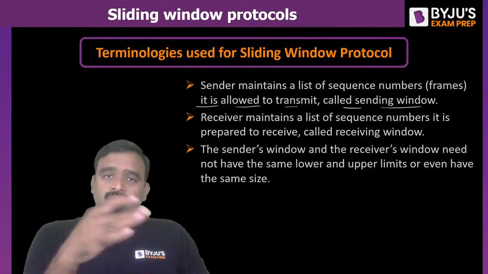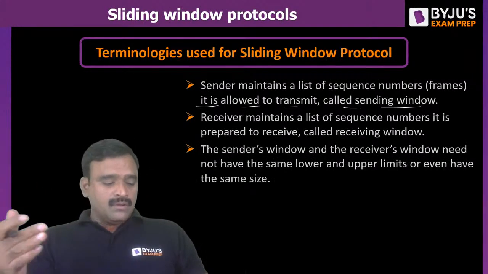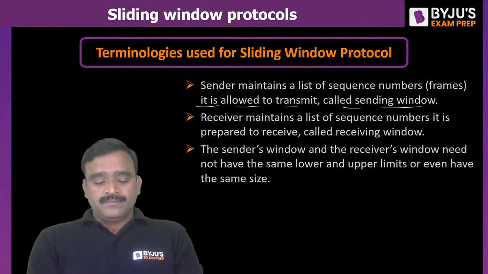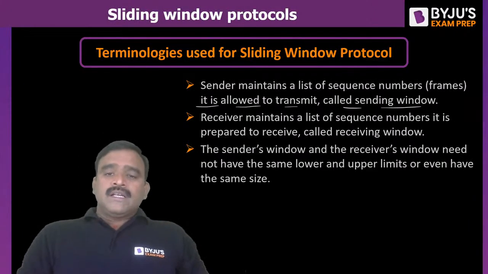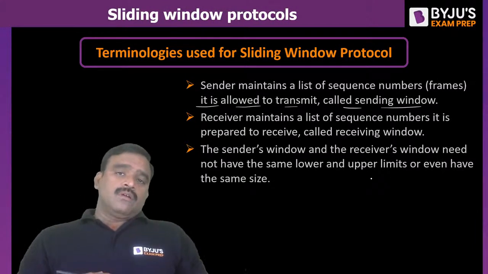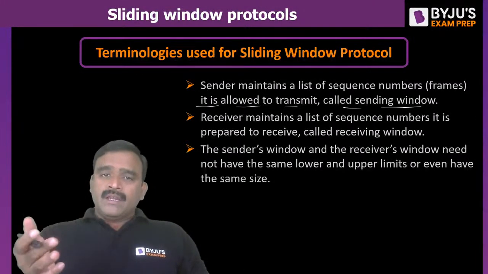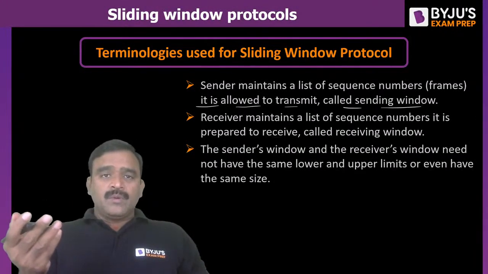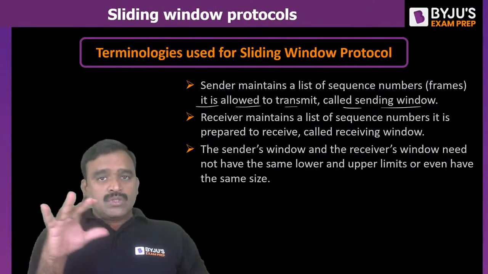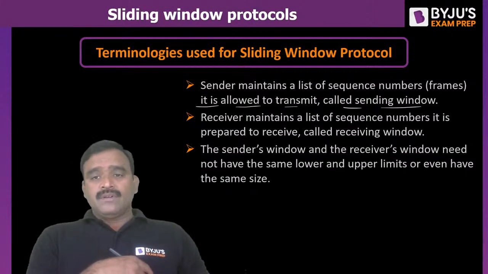I will show you the transactions between sender and receiver, how the window will be moved, and what the size of the window should be. That depends on the individual protocols. The sender's window and receiver's window need not have the same lower and upper limits or even the same size. That depends on the protocol. For the stop and wait protocol, send and receive window sizes will be 1. For go back N it is different, and for selective repeat it is different. Based on the protocol type, we decide the send sliding window size and the receiver's sliding window size.